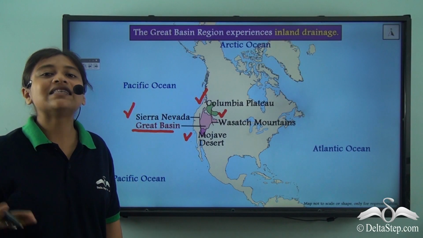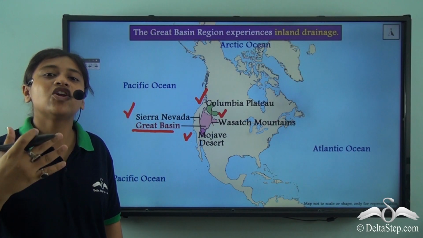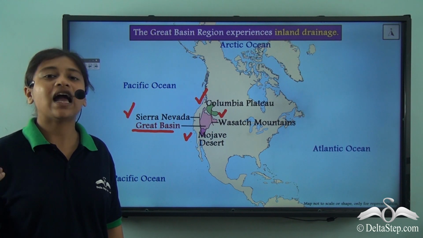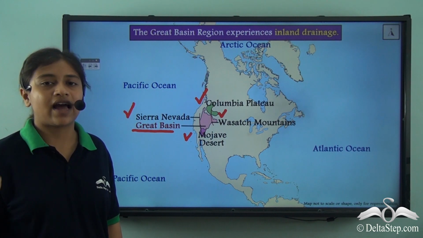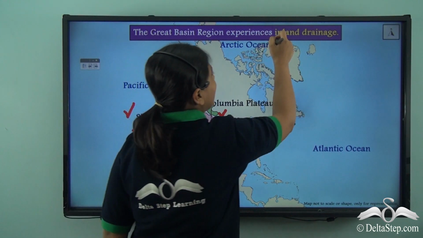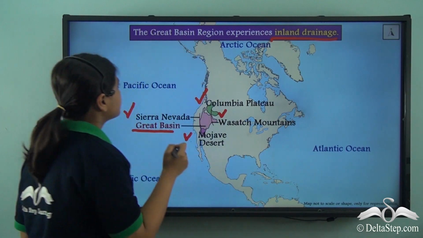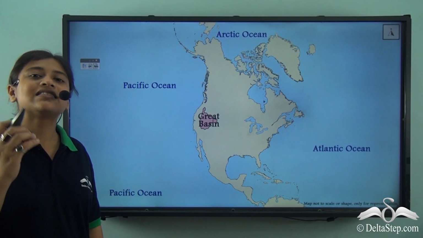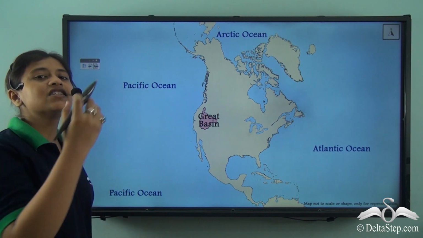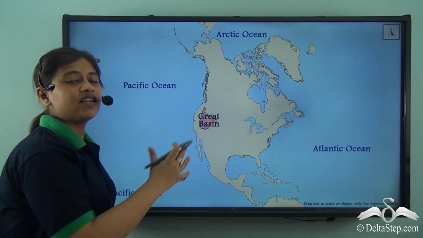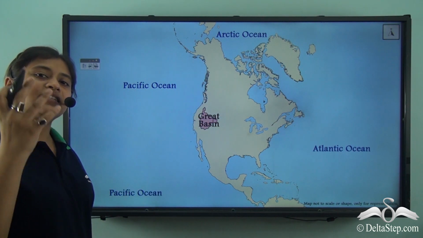Now, because of the sink-like structure, the rivers have not been allowed to move out and join some large water body, and the rivers drain into the land. That is why the Great Basin region experiences inland drainage. So now we learnt about the Great Basin, which is a distinctive feature of Western North America. Now, a desert present in this region is known as the Great Basin Desert.